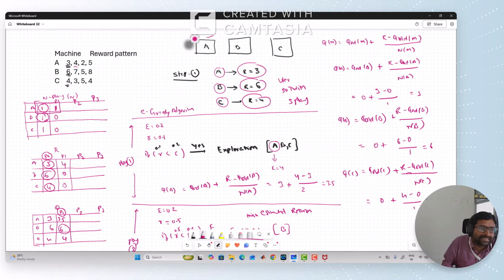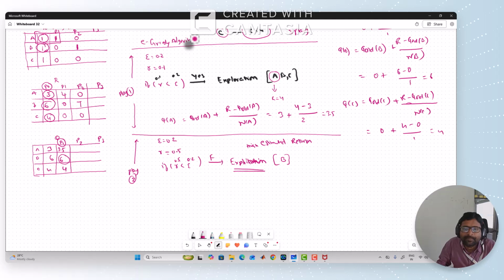So that means in the second play by the user, he chooses the machine B. So A equals 0 and C it is 0. So he chooses the machine B. When he chooses the machine B, what is the reward? For the first time, B gave 6 rupees. And this is the second time, it gave 7 rupees. So this is the 7 rupee return. This is 0 and this is 0 because A and C did not participate. So what is the reward here? During this exploitation, reward equals 7.